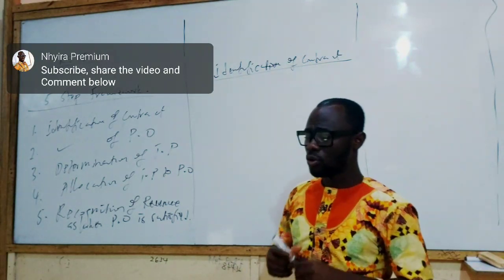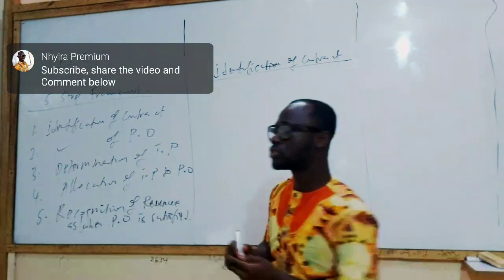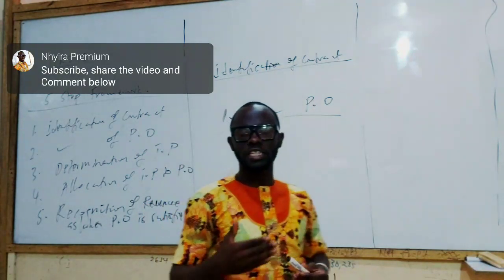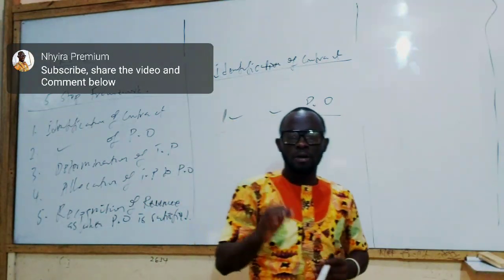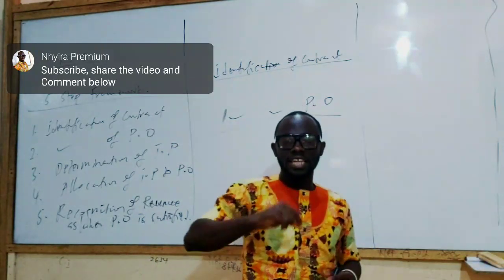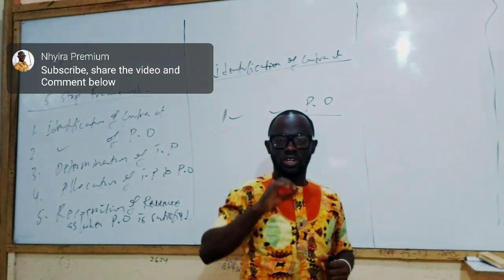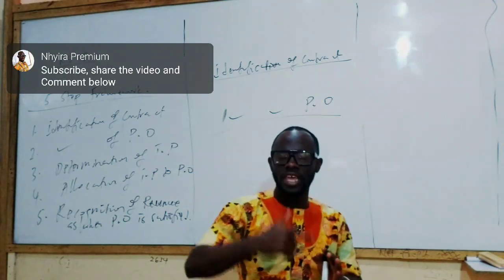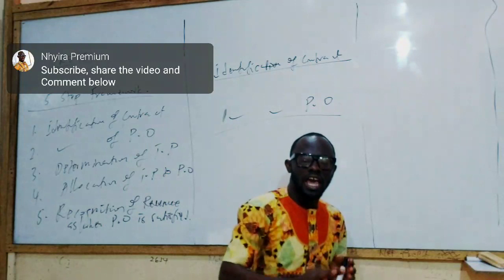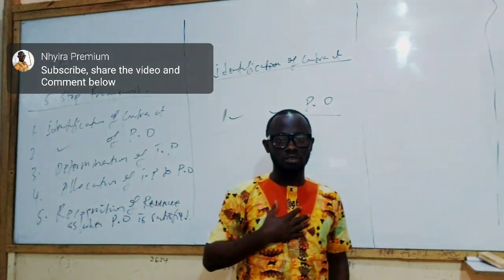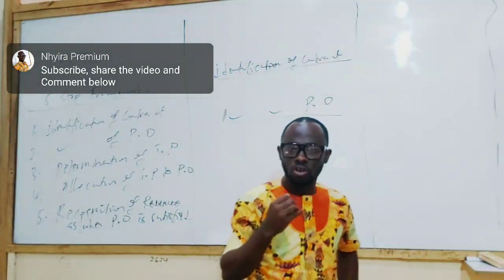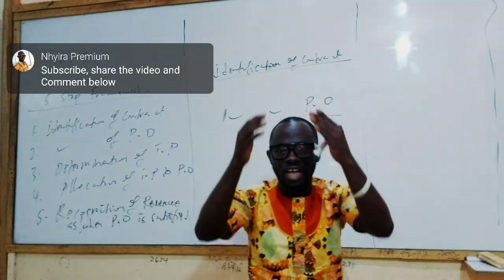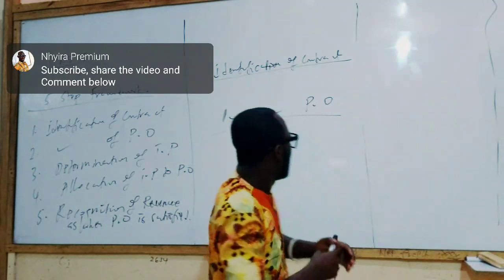Then we come to the second step, which is identification of performance obligation. Now, what is performance obligation? In a simple language, performance obligation refers to what the entity is going to do in return for the consideration or revenue being received. So it could be the delivery of goods, it could be the rendering of what? Service. So whatever the entity must do to the client, to the customer, in return for the consideration they are receiving, is what refers to as what?